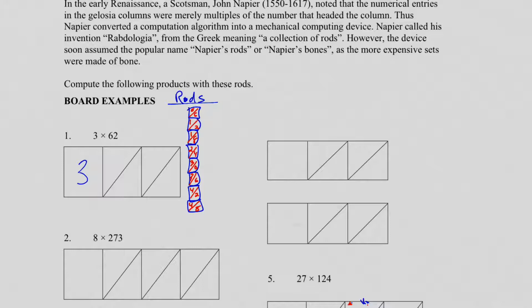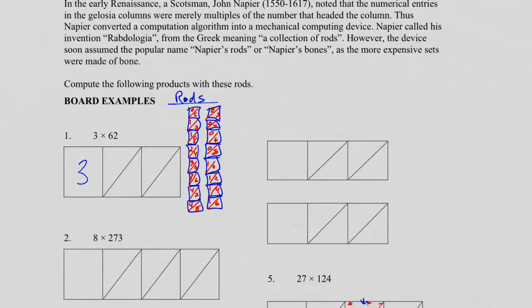But basically, you would grab the rod, and you would grab the rod for 2. So this is some type of device or bone that they would write on. Basically, like a little cheat sheet, using these rods. Because I'm doing 3 times 62, I need the 6 rod and the rod for the 2. So this is 2, 4, 6, 8, 10, 12, 14, 16, and so on and so forth.